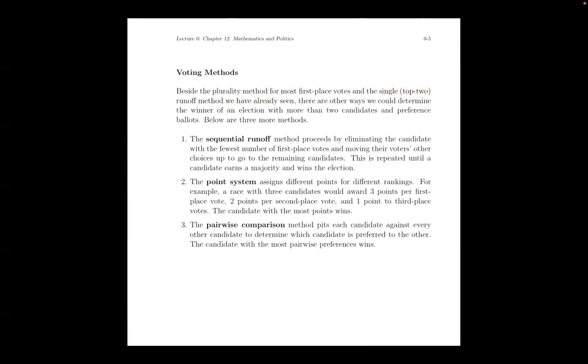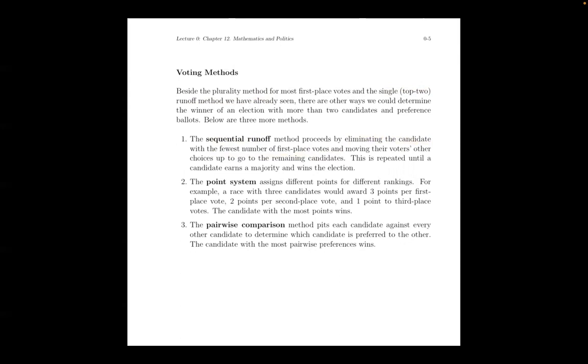There are 3 other ways we can do this. There's another one called the sequential runoff. And what the sequential runoff does is it eliminates the candidate with the fewest number of first place votes, and it moves their voters up to the remaining candidates.